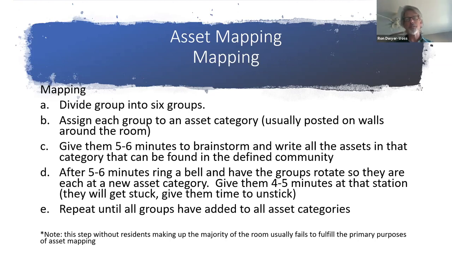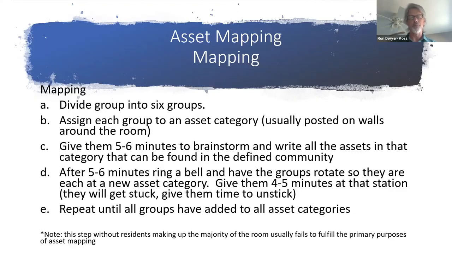So the people who are doing individuals go to associations, people who are doing associations go to institutions, and so on. And then we just keep repeating that. As we do future rounds, I start to shorten the time to 4 and 3 minutes, because they come there, read what other people have done, and then add to it. It keeps it moving. We repeat this until all the groups have added to all the asset categories. And usually by now you've got 2 to 4 flip sheets full of stuff.